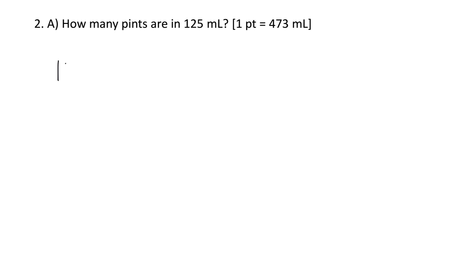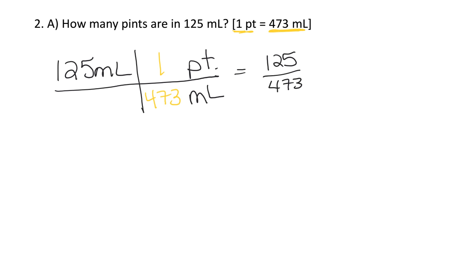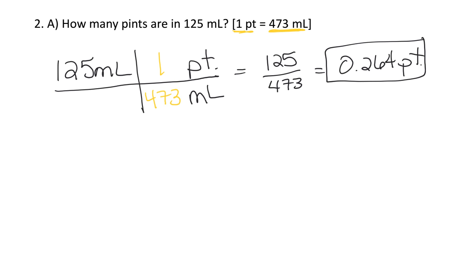So we're going to start out with 125 mils here. Now at the bottom, we're going to put milliliters, and at the top, we're going to put pints. So now look at our conversion factor. We've got 473 milliliters, so that's going to go down at the bottom, and the 1 pint is going to go at the top. So when we do that conversion, it's basically 125 divided by 473, which is 0.264 pints. And that's the answer to that one.